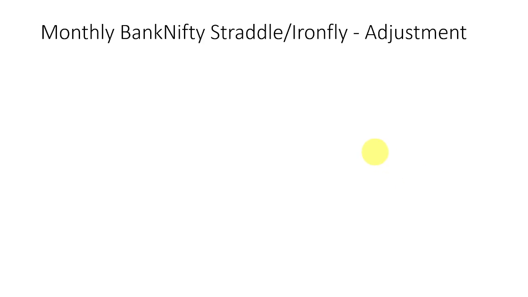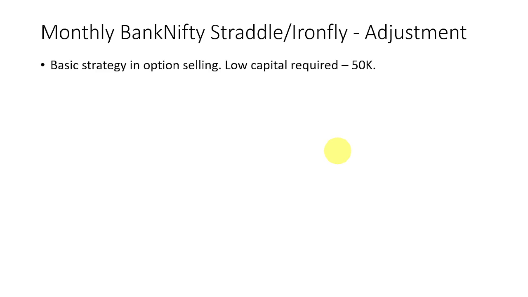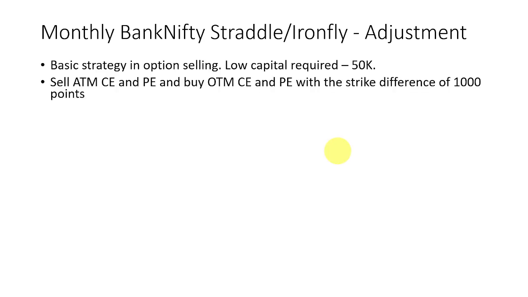Let's get into the strategy. This is a very basic strategy in option selling, mainly because the capital required for this is just 50,000. For beginners who don't know, a straddle is nothing but selling a naked ATM call and put. And this becomes an iron fly when you buy protection on both sides, that is, buying an OTM call and OTM put.